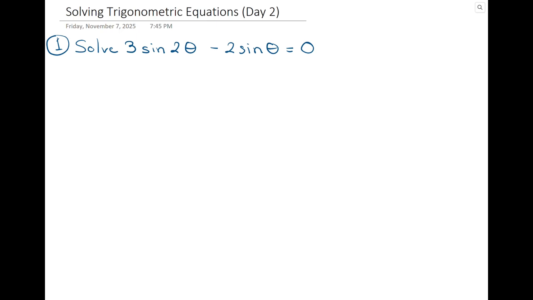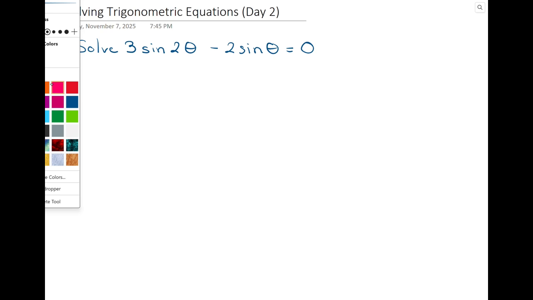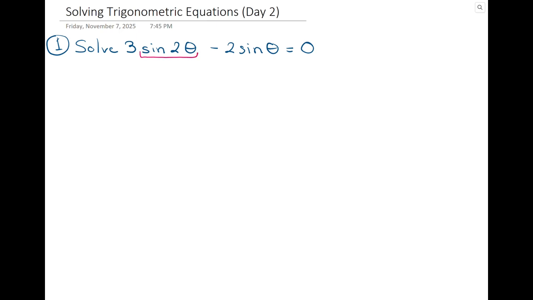When I'm looking at that, I don't have any squares, so no factoring, right? Nothing is squared. So then I'm looking for other things. And when I look a little bit closer, I can see that this will be an identity I know. So I'm going to rewrite sine 2 theta as 2 sine theta cosine theta. This is the double angle identity for sine, but this was still multiplied by 3, so we cannot forget that. So we're going to say 3 times that, and then minus 2 sine theta. Here we don't need to do anything, equals 0.